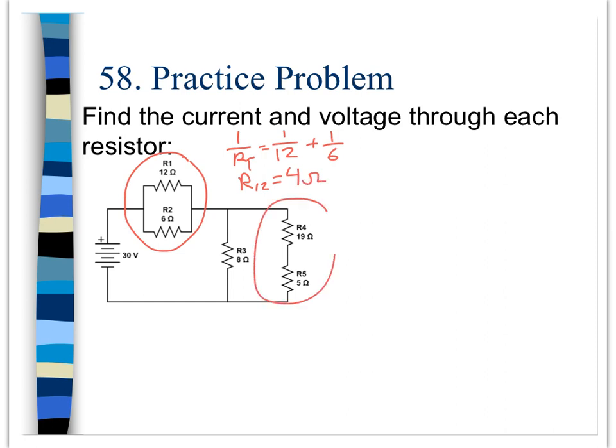I'm going to do the same thing with R4 and R5. They are connected in series, so I'm just going to add those two up. And so the equivalent resistance of 4 and 5 is 24 ohms. I'm going to then take that, go ahead, redraw the circuit, and break it down from there.